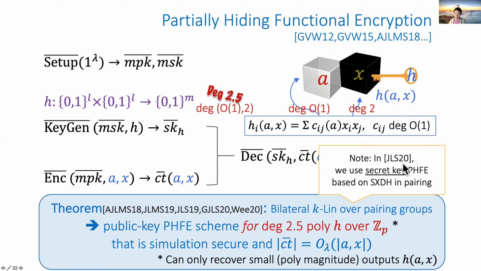Also make an additional note that in the paper we actually use a secret key partially hiding functional encryption. The difference between secret key and public key is not significant for our construction. Both versions would work. The only difference is that their implementation will depend on slightly different assumptions of the pairing group. In particular, the secret key partially hiding FE can be based on a different assumption called SXDH in pairing groups.